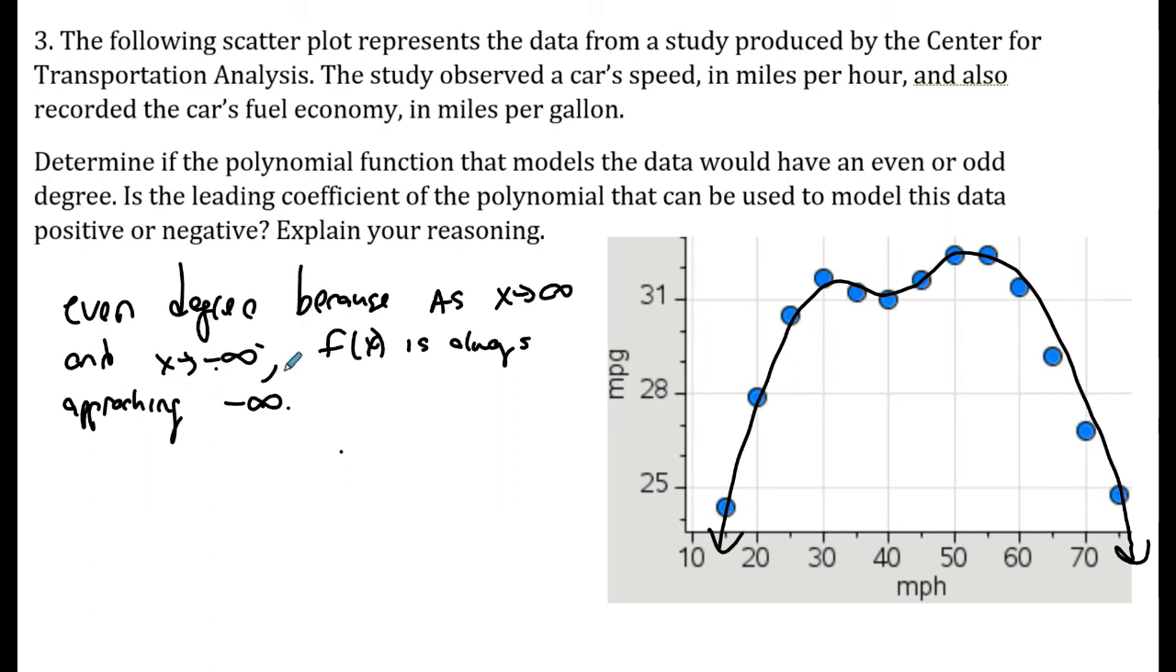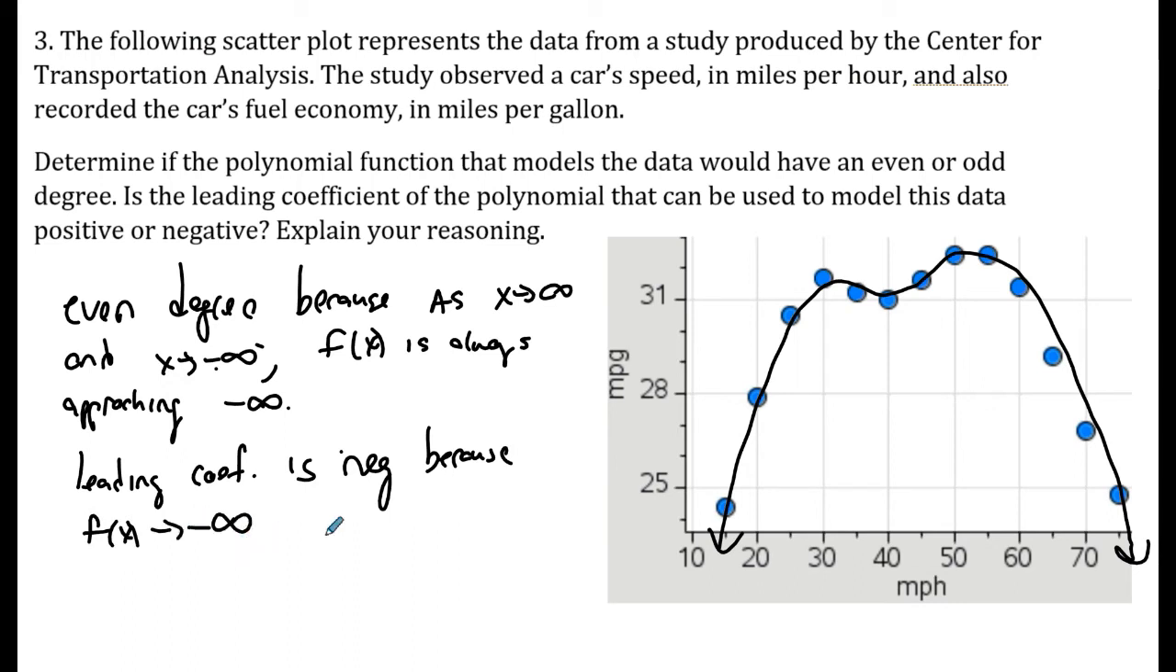Is the leading coefficient of the polynomial that can be used to model this data positive or negative? Well, think of your dance moves, even positive, even negative. They're both going down, so the leading coefficient is negative because f of x is approaching negative infinity. So my end behavior is I'm approaching negative infinity, so that means the leading coefficient is negative because I have that even negative first term.